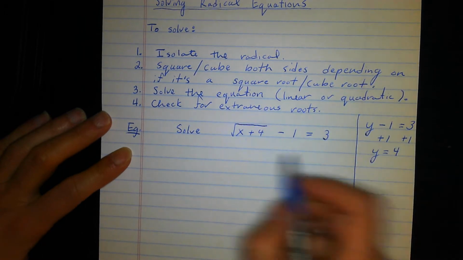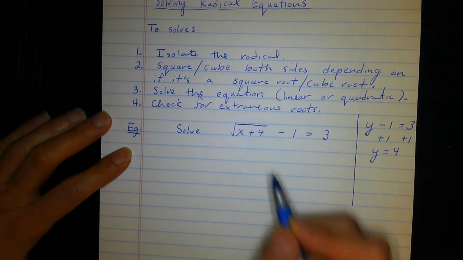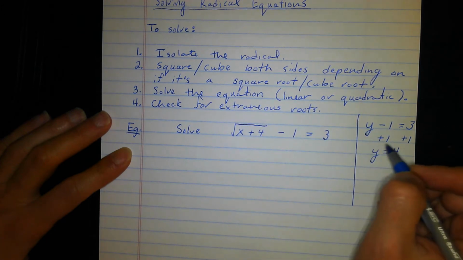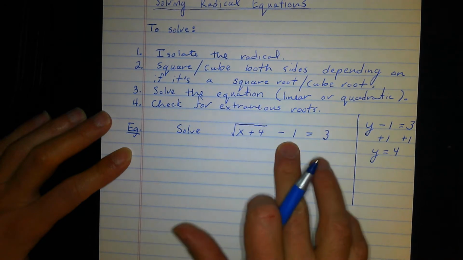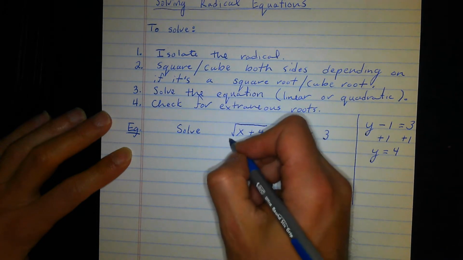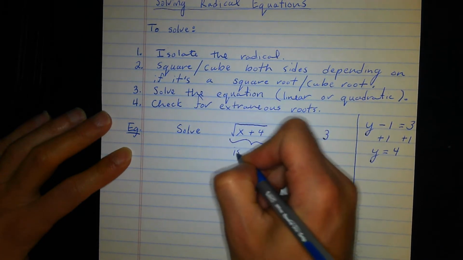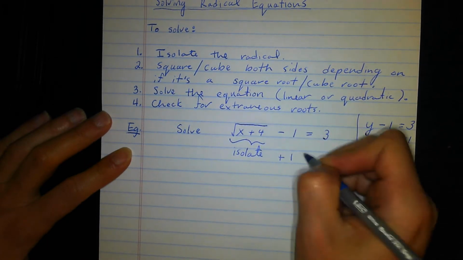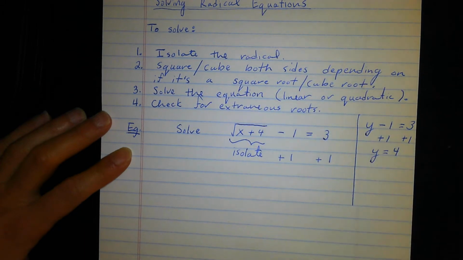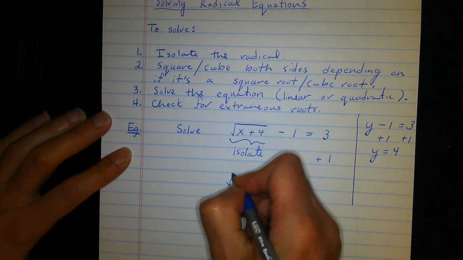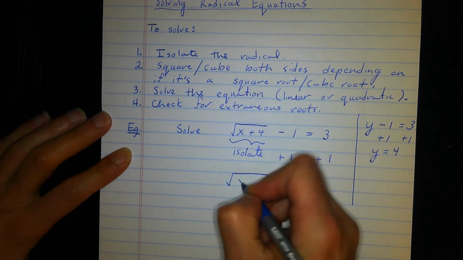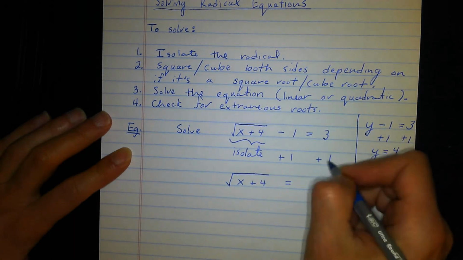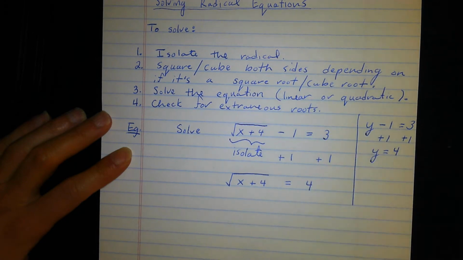All right, so if I ask you to isolate the radical here, it's going to be the exact same steps as it would be to isolate y here. All right, I've got something minus 1 equals 3. Well, the first thing I would do is just add 1, and that would give me the square root of x plus 4 equals 3 plus 1 is 4.